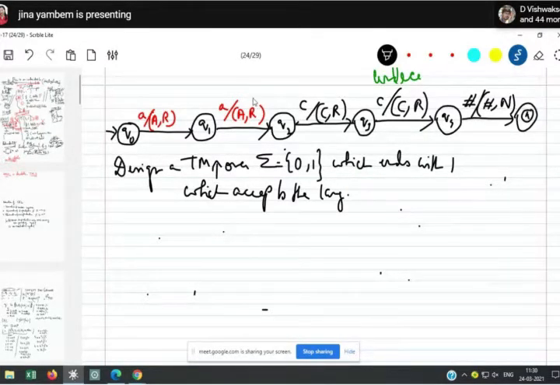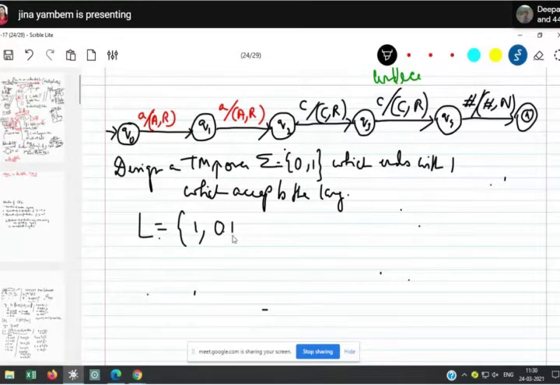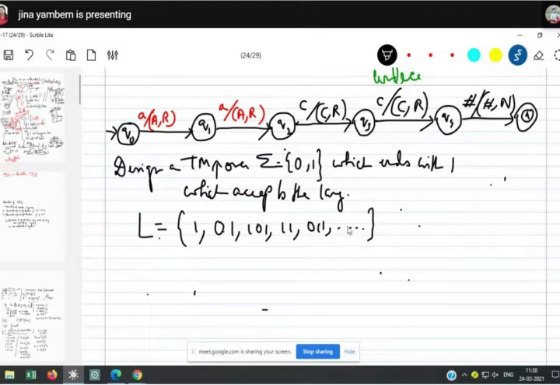So let me describe the language which has to be included for designing this Turing machine. 1 will be accepted because it ends with 1. 0, 1 will be accepted. 1, 0, 1 will be accepted. 1, 1 will be accepted. 0, 1, 1 will be accepted. These are the strings that need to be considered.